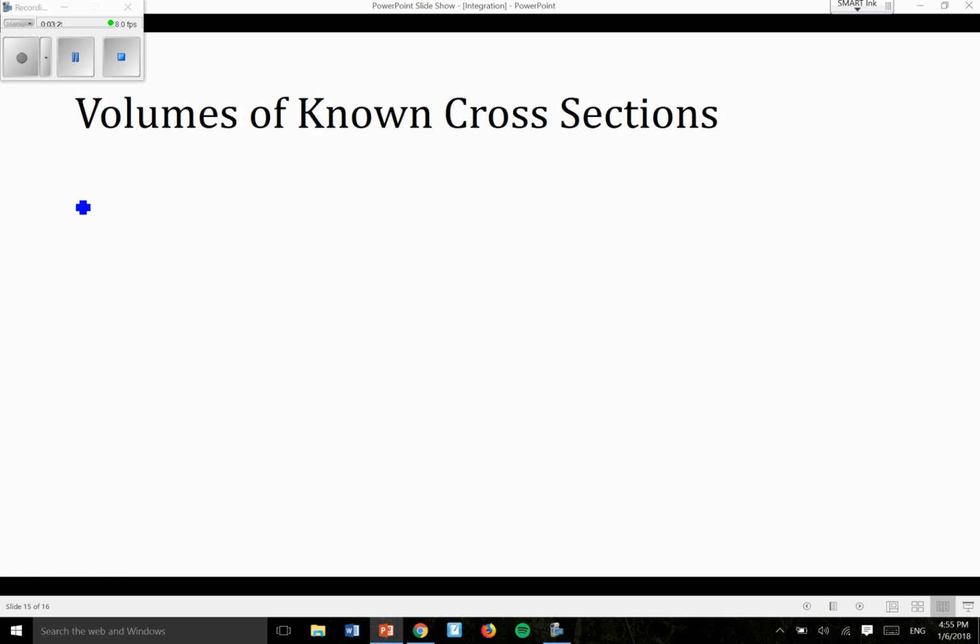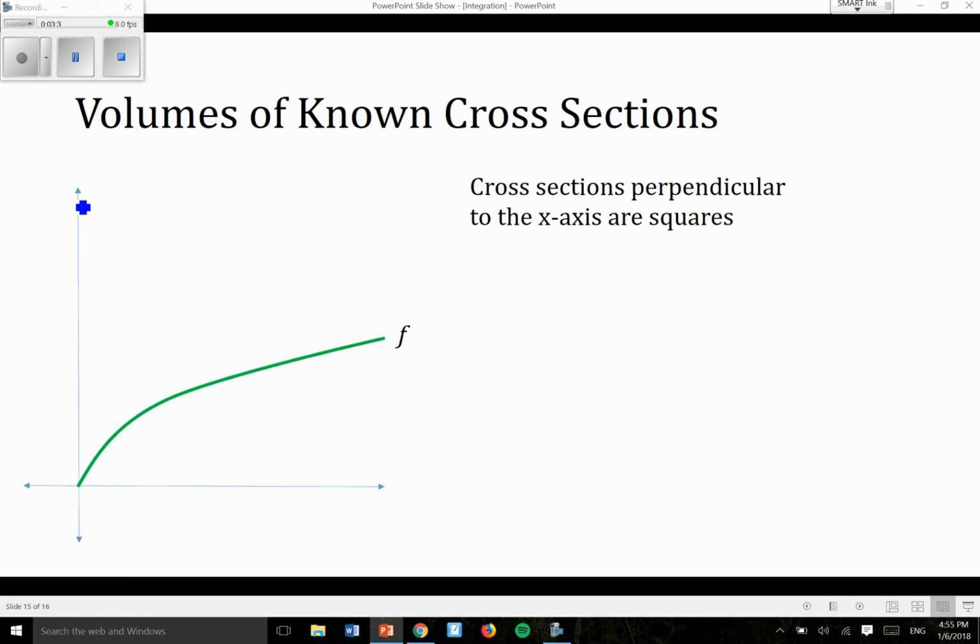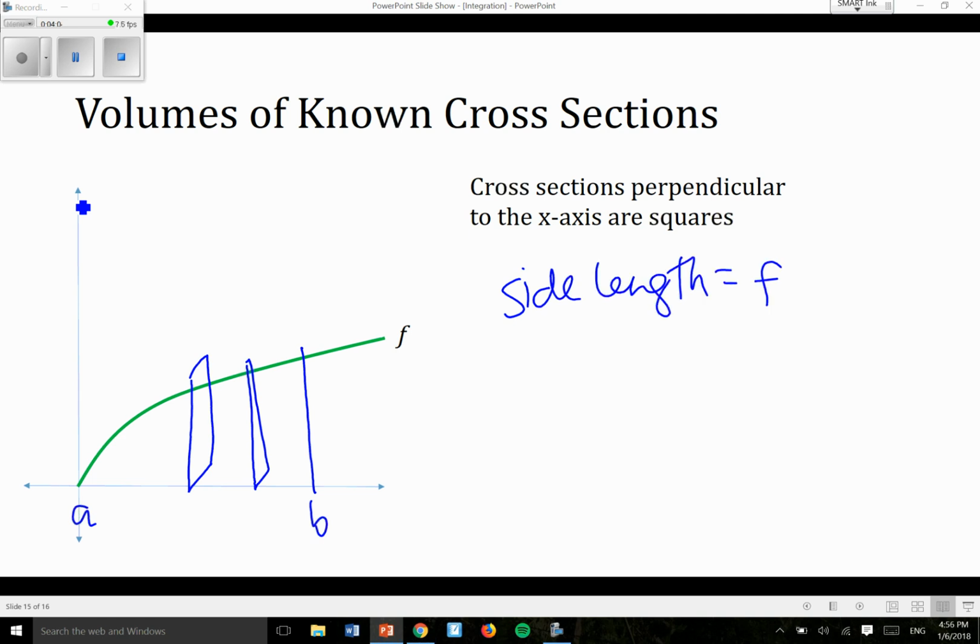We can also do volumes of known cross sections. So say we take some curve f, and we know that cross sections, let's put it, from a to some value of b. So we have this area, cross sections perpendicular to the x-axis are squares. That means that we're putting a square right there, pulling it out of the board. And then we're putting another square right here, pulling it out of the board. Infinitely skinny squares. We know that the side length of each square is just my function value.